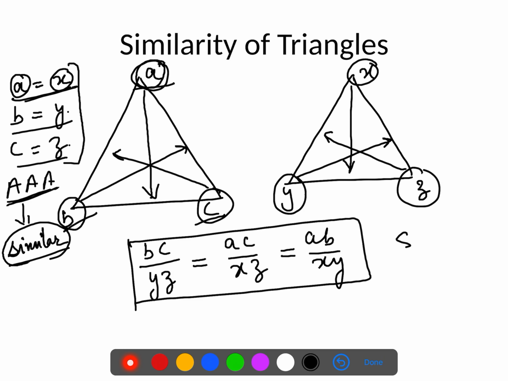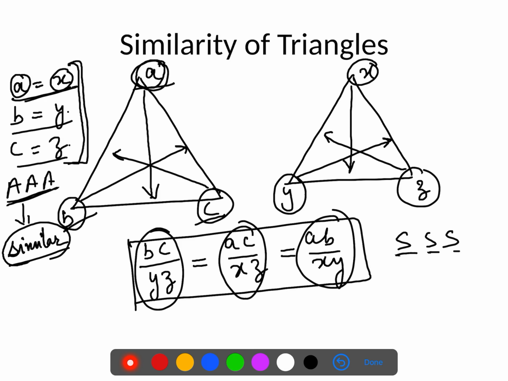Okay, triple S, side, side, side. We're actually talking about ratio of sides. Okay, so we just need to know which angles are equal, and the sides opposite to them will make three respective ratios, and those three ratios would be equal. Let's take one example.